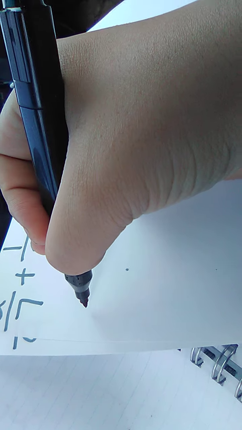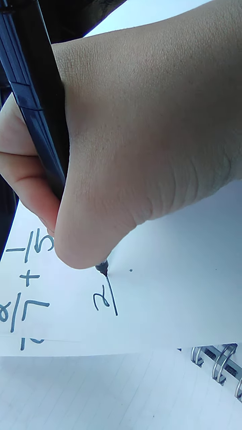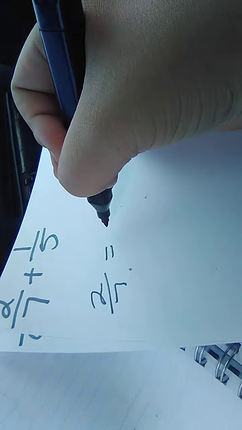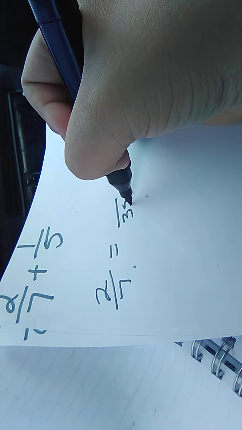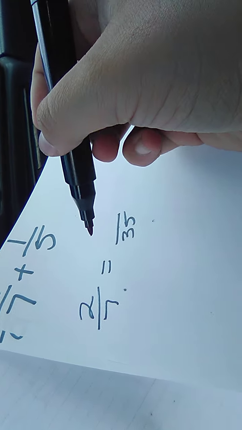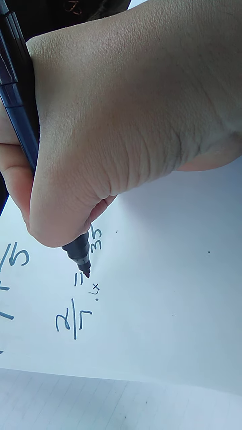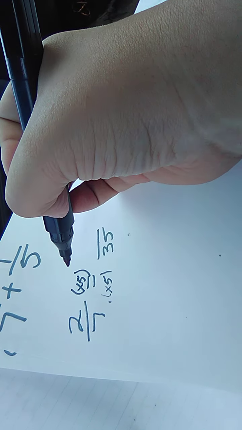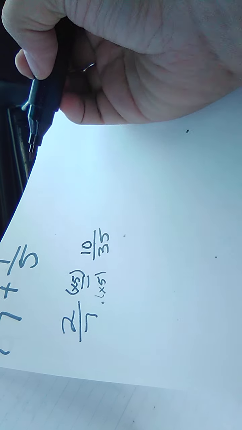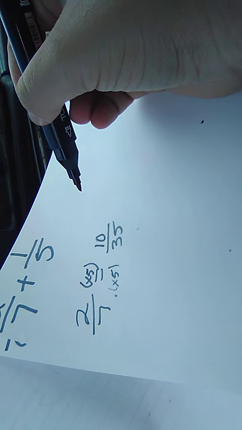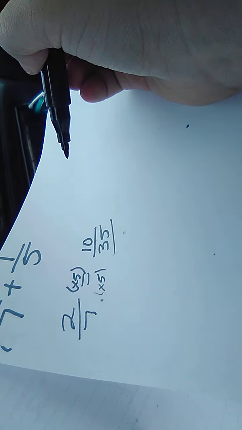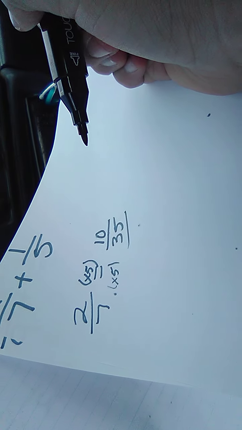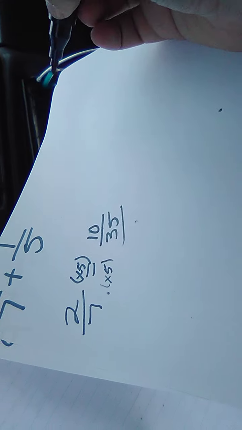Now we're going to have to change both of them. Okay? So we got 2/7, and we want it to equal what? 35, right? So how did we get from 7 to 35? Multiplied by 5, right? Remember, what happens on the bottom happens to the top. So we got 10, but Mr. 5 is still lonely. Let's multiply him, shall we?